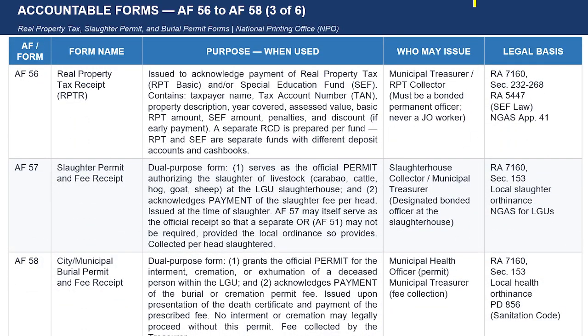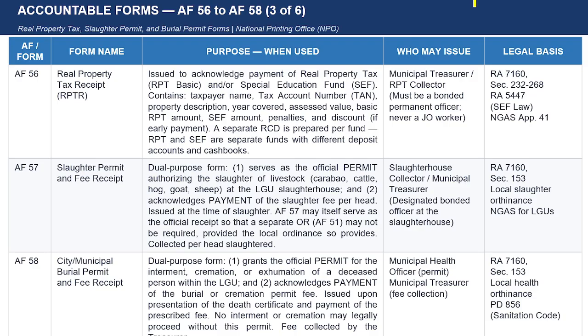Accountable Form 56, the real property tax receipt, acknowledges payment of the basic tax or the Special Education Fund component, containing the taxpayer's name, tax account number, property description, assessed value, basic tax amount, Special Education Fund amount, penalties, and discount. Accountable Form 57, the slaughter permit and fee receipt, serves a dual purpose: the official permit to slaughter livestock, and acknowledgement of payment of the slaughter fee per animal.